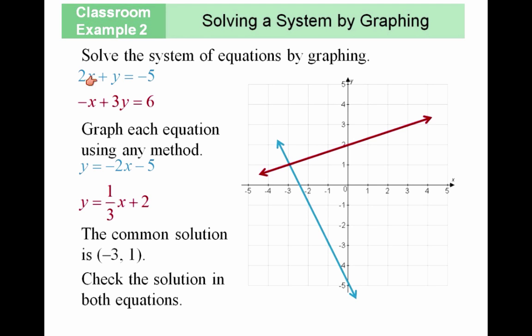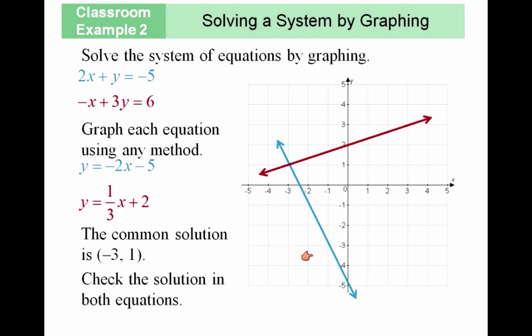So here we have two equations and two unknowns. We need to graph each equation using any method you like. In this case, you can solve both of them for y, get them into the form of y is equal to mx plus b. With that, we can locate the position of the y-intercept.